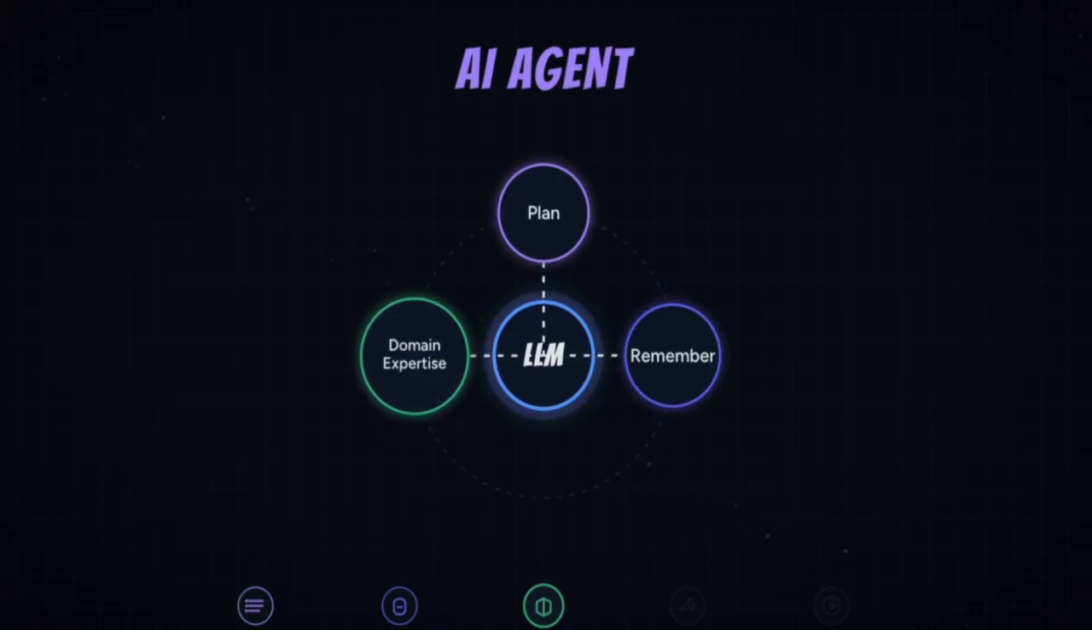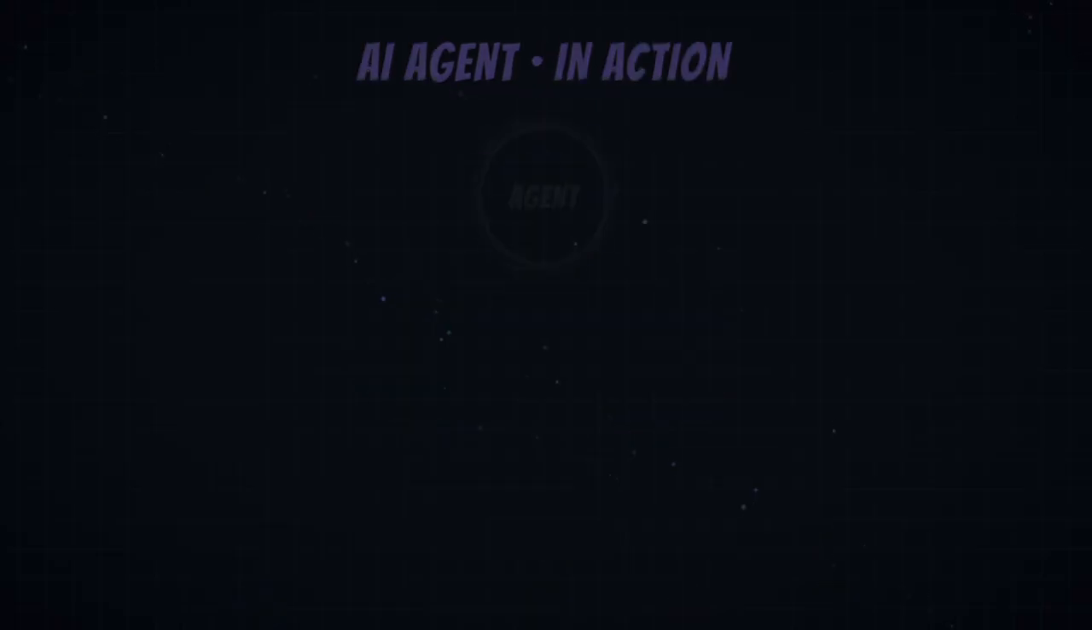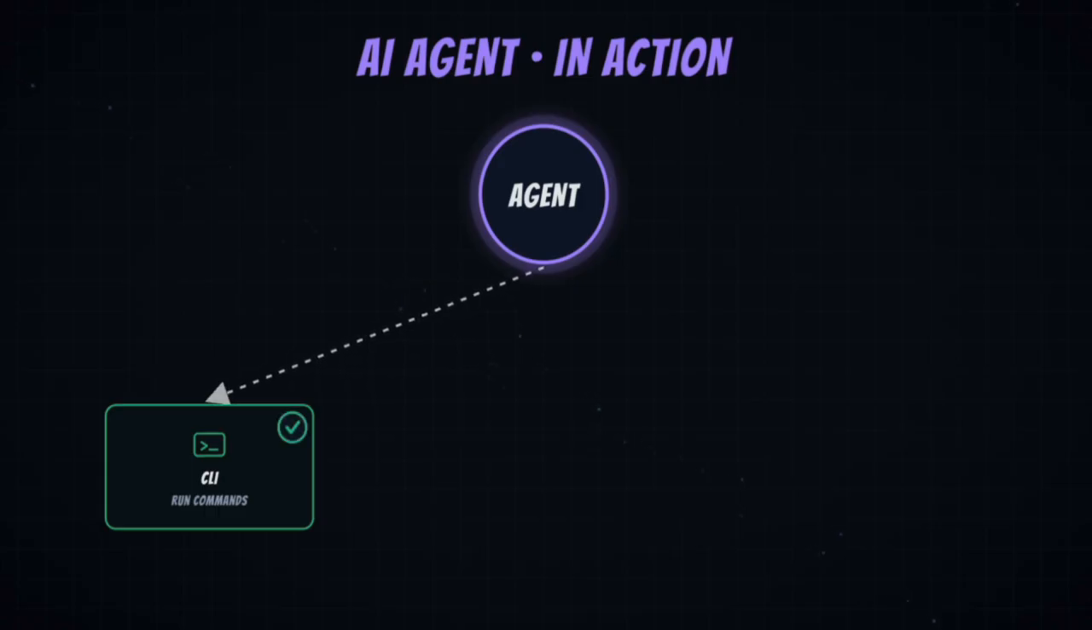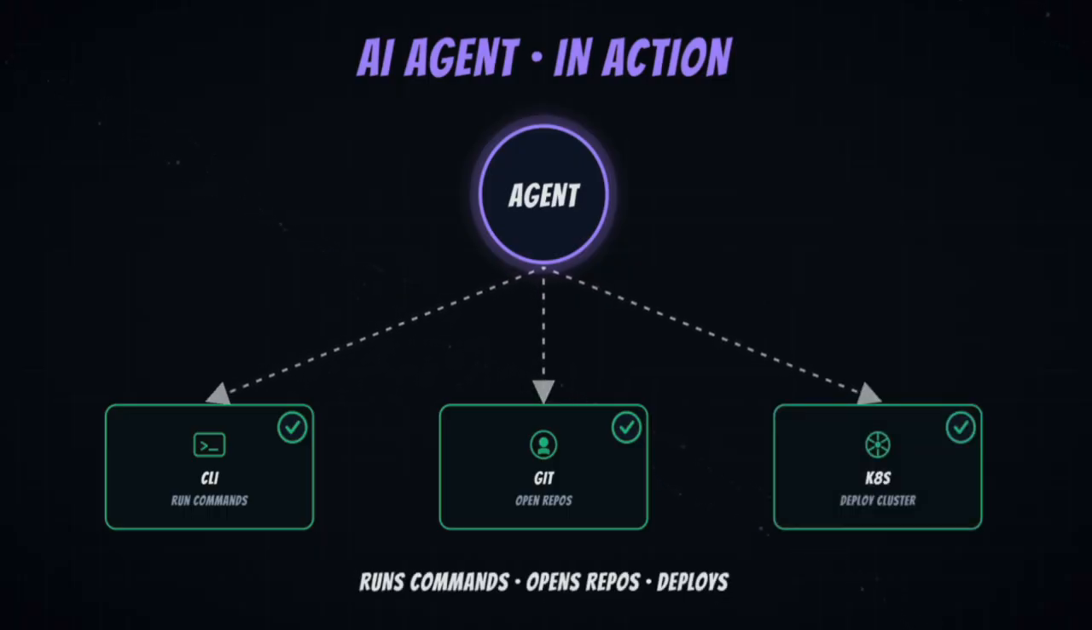So let's not talk about this now. An AI agent also has the capability to take action based on tools, and most importantly, it has the capability to execute something, right? If we see any AI agent in action, it will be able to run any CLI command. An AI agent is able to read the repo, and if it wants to do something with the repo, it can do it. An AI agent has the capability to deploy something in the K8s cluster. So the conclusion of this story is that an AI agent has the capability to execute something.